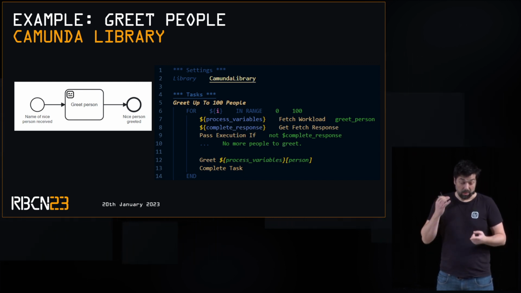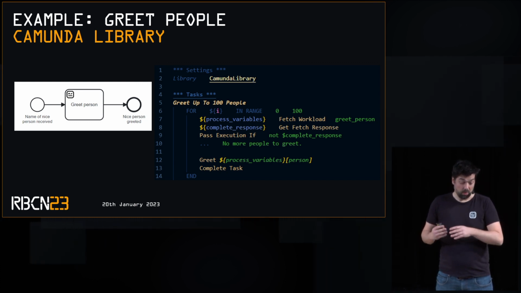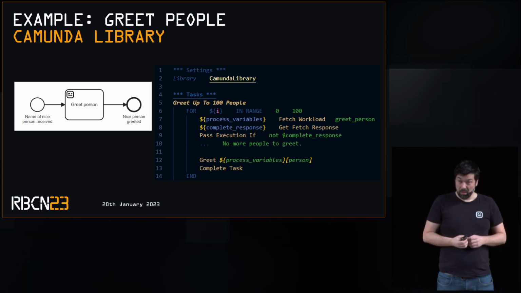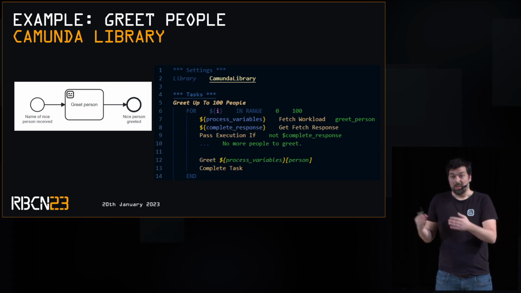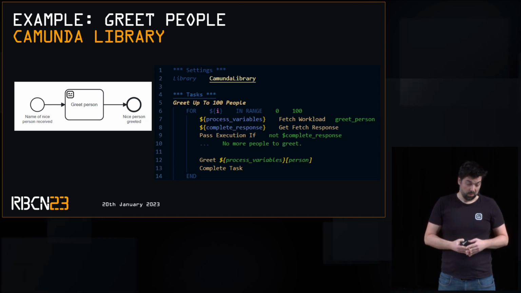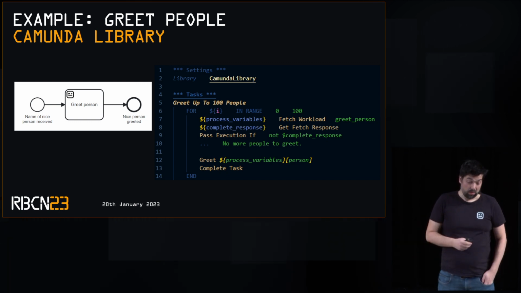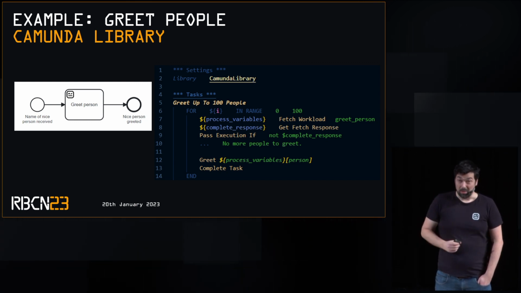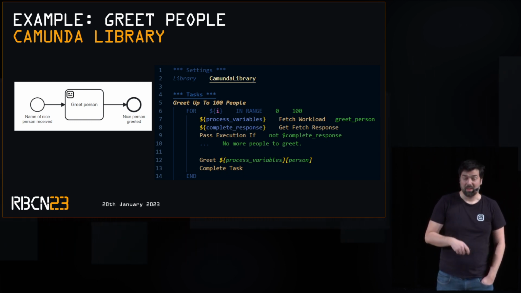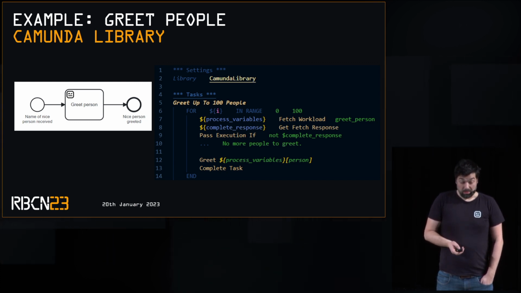I fetch the workload, and then I need to check if the workload had any variables, because I only fetch the variables down here, and then I don't know if there was no workload available, or if there was a workload without variables. So I have to check again if I get a response at all, and if not, then I just quit the execution. And only in line 12, I finally greet the person, and then tell Camunda that I'm done with my workload. That's a lot of stuff.